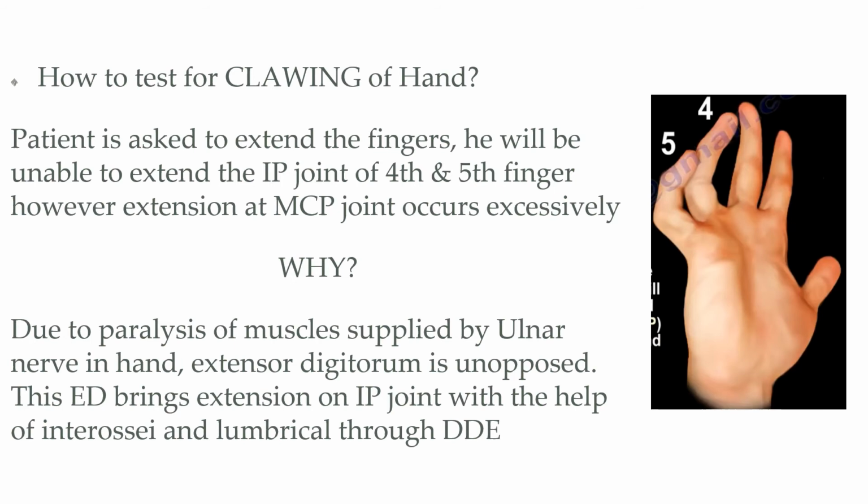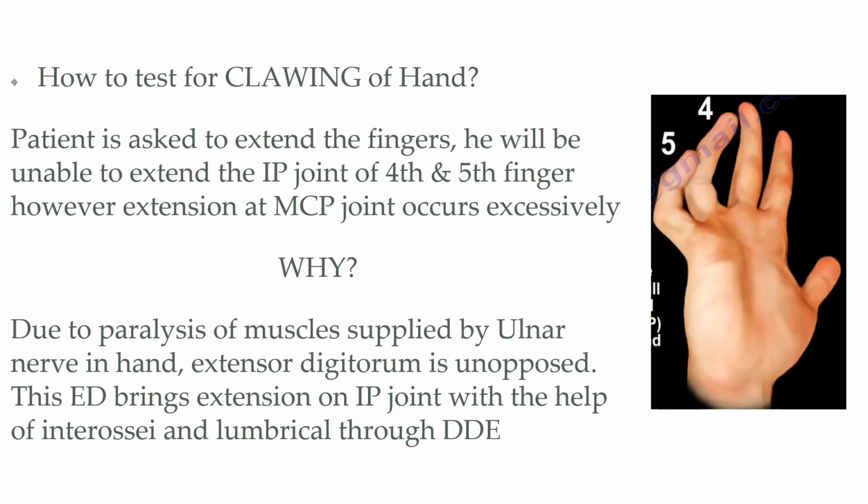How can we test clawing of hand in cases with ulnar nerve injury? Clawing can be tested by asking the patient to extend the fingers, and when he does so, he is unable to bring about extension at interphalangeal joint of the fourth and fifth digit. However, extension at metacarpophalangeal joint occurs. Now, why is it so? Or what is the anatomical basis of clawing of hand in cases with ulnar nerve injury?